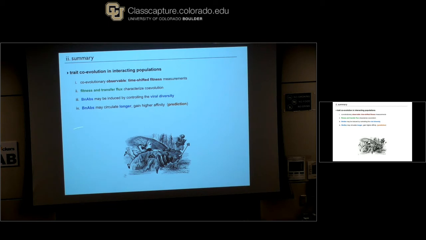And the thing that I didn't show is that broadly neutralizing antibodies tend to circulate longer in a population without going extinct, and by reaching higher affinities. That comes from the fact that it's harder to go extinct if you are not subject to escape or vulnerability from the viral side.